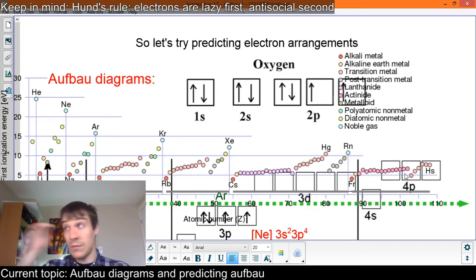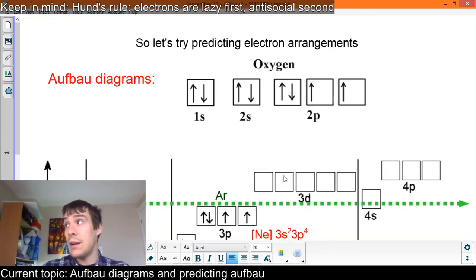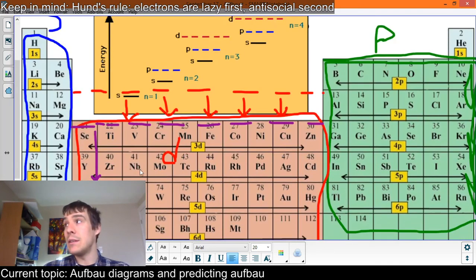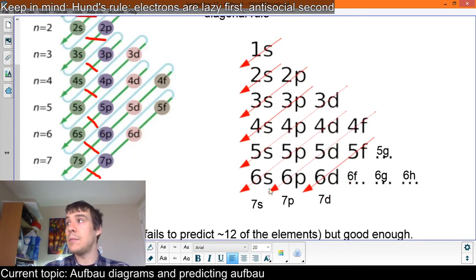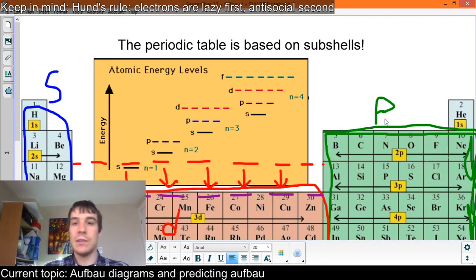You just use these rules that I showed you, specifically the Madelung rule or the diagonal rule, this guy, and you'll be able to predict it no problem. Or just use your table. In your table, that works too.